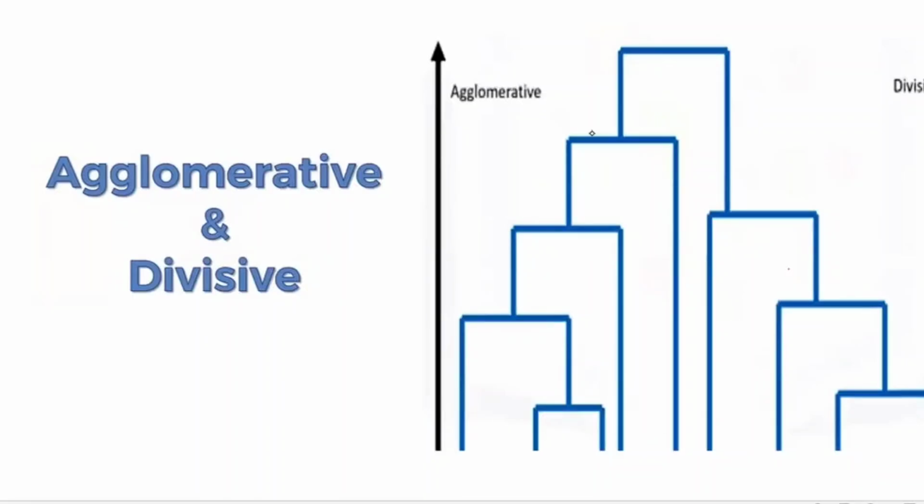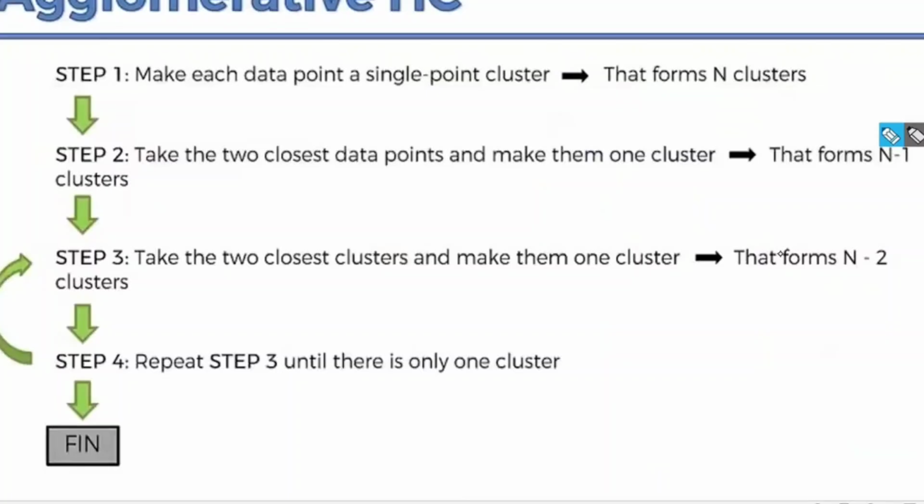Right? Both are the same only. If you see from down to top, it is called agglomerative. If you see from top to bottom, it is called divisive. At the end, both are the same. Right? Now, what are the steps involved?